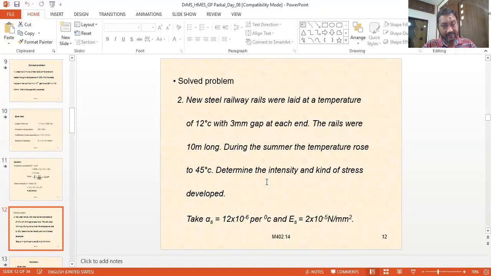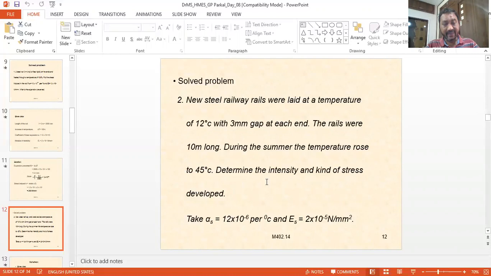Some gap is kept between the two rails in order to allow the expansion. The amount of gap left is 3 millimeters. If the increase in length of the rail due to the rise of temperature is only within 3 millimeters, then no stress will be developed.